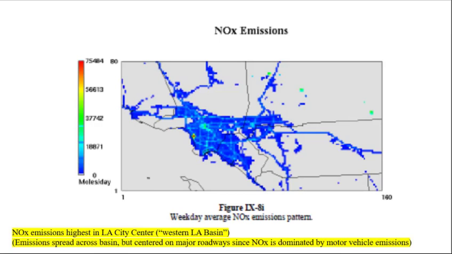This map illustrates the pattern of nitrogen oxide emissions, NOx, on a typical weekday in Los Angeles. The map is color-coded according to emissions in moles per day. Notice the emissions are spread out over the basin. From a careful view, however, of the pattern, one can see highest values along major roadways. Since NOx emissions are largely from motor vehicles, this makes sense.